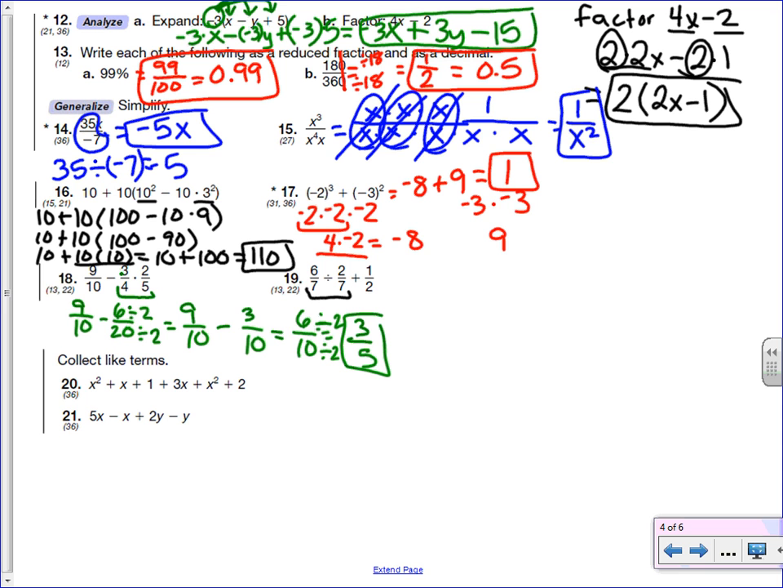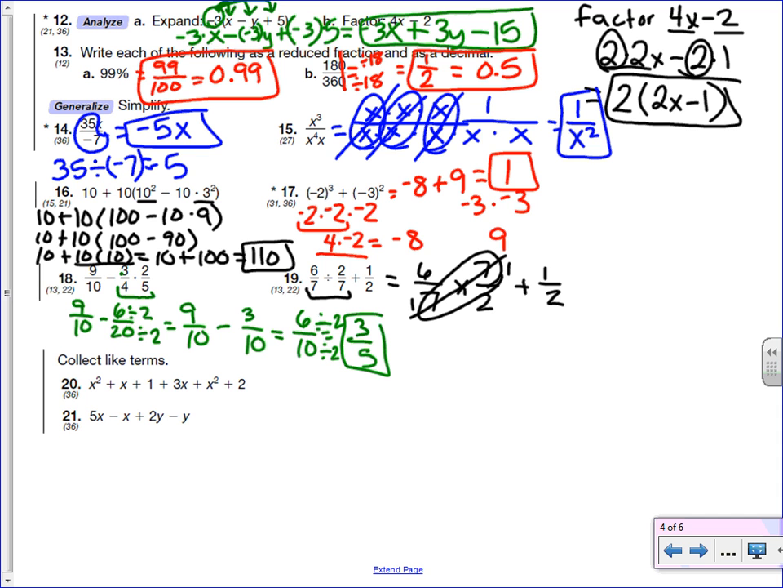Division comes first, so I'm going to do 6/7 divided by 2/7, and when we divide by a fraction, it's the same thing as multiplying by the reciprocal. And the reciprocal of 2/7 is just the fraction flipped over, 7/2. When things are opposite and they're the same, they cancel out. 7 divided by 7 is 1.